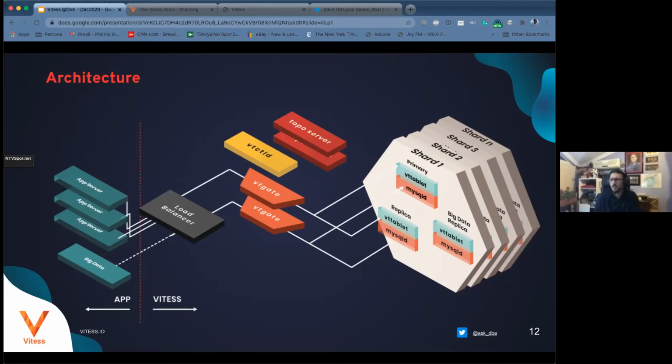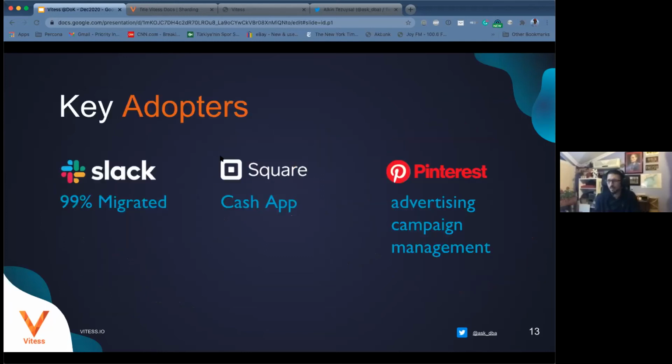Hopefully this is not very complex. There are some key adopters. Vitess originally came from YouTube at Google. It was used mainly to solve the scaling problems of YouTube about 10 years ago, but it has also started being adopted by others. There are many other companies, many other logos.